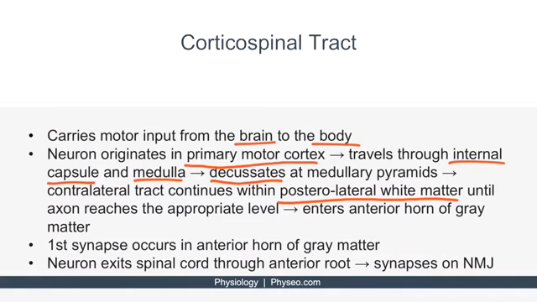And then at that point, it enters the anterior horn of the gray matter within the spinal cord. And this is where the first synapse occurs. It actually occurs here in the anterior horn, and then the second neuron exits the spinal cord through the anterior root. Unlike the ascending tracts, such as the dorsal column and the spinothalamic tract, which came in through the dorsal root, the corticospinal tract exits through the anterior root. And then the second neuron then synapses at the neuromuscular junction. So let's draw this out.